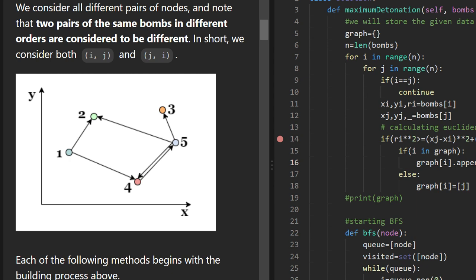That means i to j and j to i, they both are different here. What that means is, if I have an edge from one towards two, that means the explosion of node one will explode node two. But the reverse is not true. The explosion of node two will not explode node one.